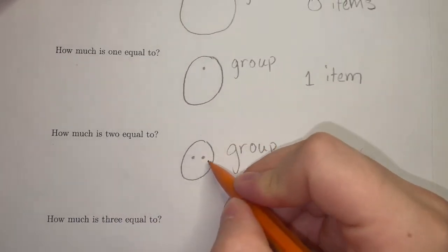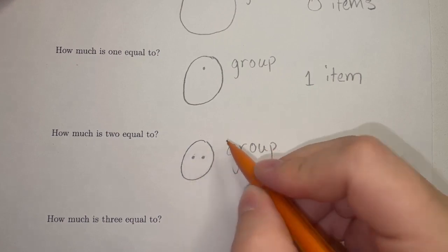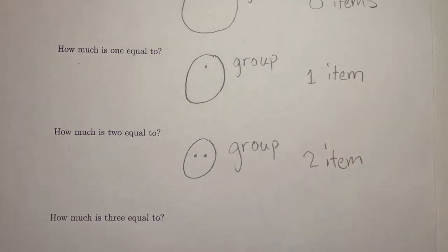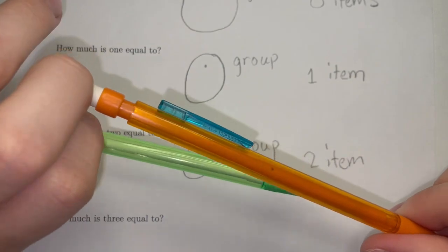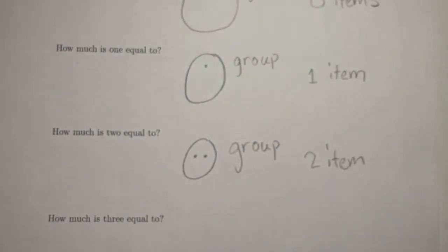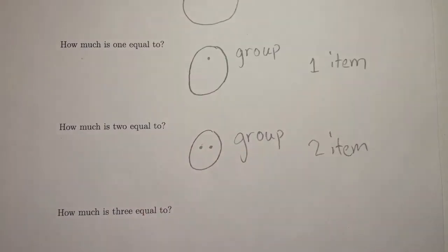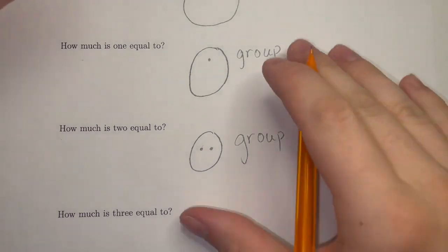You can see that if we count these dots, it's 2 dots, or 2 items, right? 1, 2. And again, the group can be anything. It can be soccer balls, it can be dodgeballs, it can be wiffle bats, whatever you want it to be. The number of bags of concrete you have.